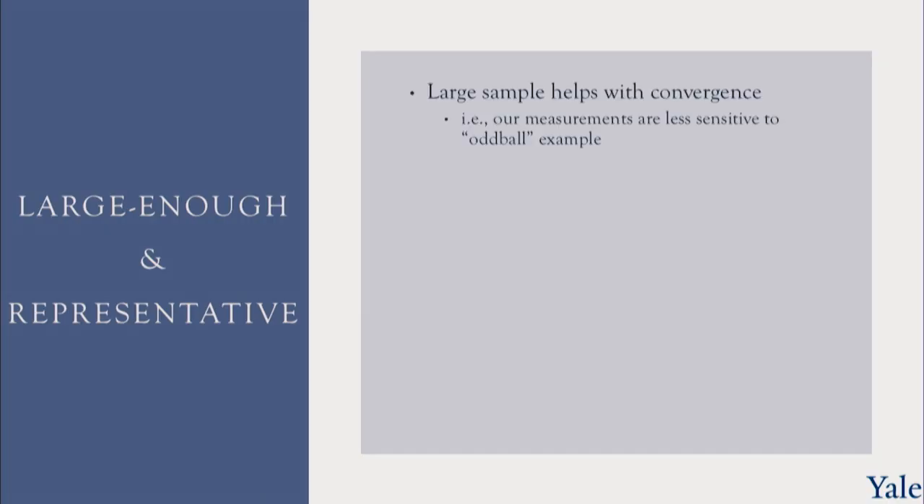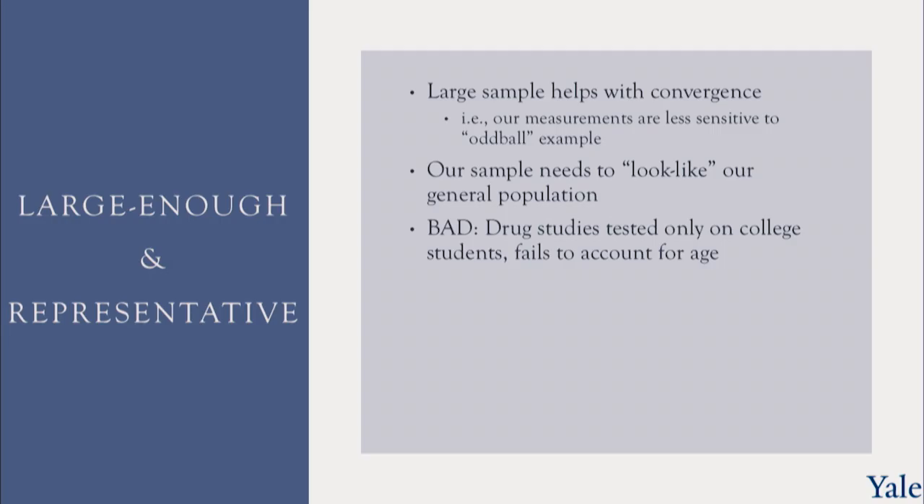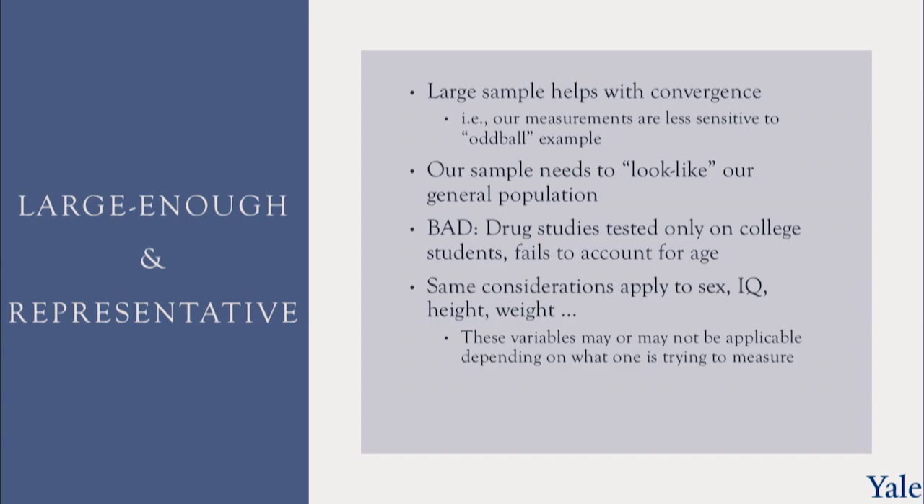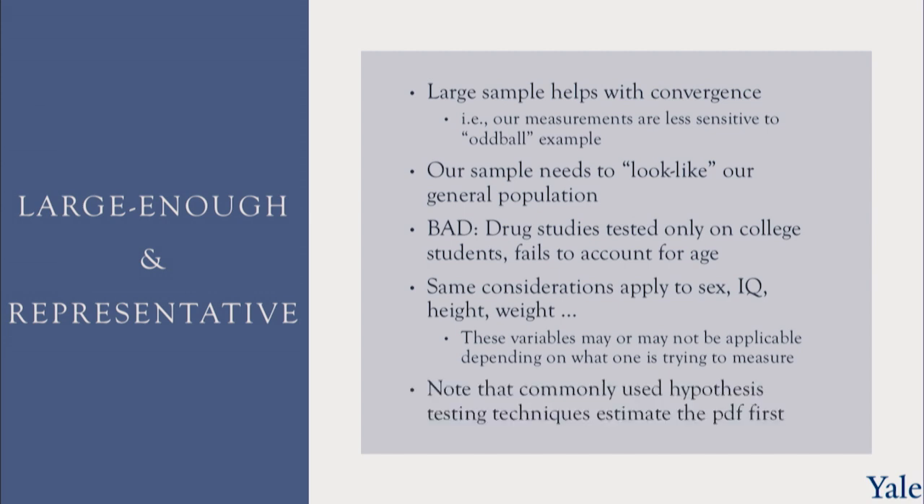A large sample helps with convergence, so our measurements are less sensitive to any oddball example. Our sample needs to look like a general population. And so here's a bad example. Drug studies used to be, and this used to be true actually, tested on college students, and this failed to account for age, right? We're very young, healthy people, so the drug tends to work better. The same considerations apply to other things: sex, IQ, height, weight, and all kinds of variables. These variables may not be applicable depending on what one is trying to measure, but this is something to be careful about. You don't want to weigh your sample so it does not represent the population appropriately.